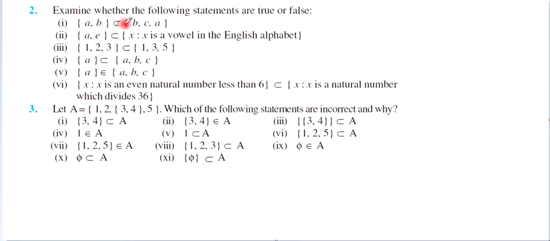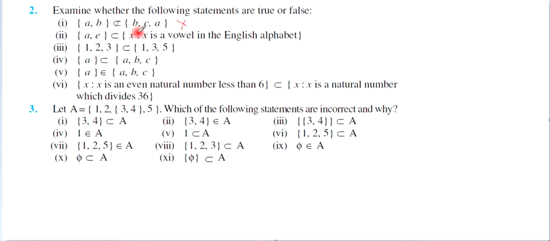A and B, these two elements are here. So {A, B} is a subset of {B, C, A}. So it means this statement is false, right? This statement is false. You can write false here. I'm making the cross or right here. You can write false.